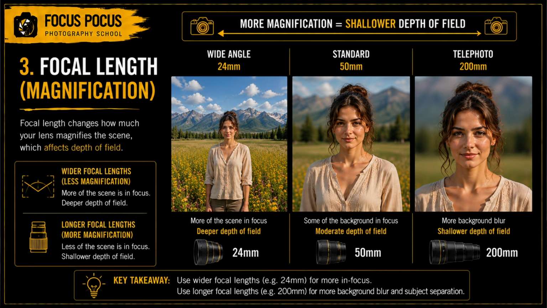And a third factor is magnification, which is influenced by your focal length and how tightly your subject fills the frame. Longer focal lengths often produce blurrier backgrounds. But much of this effect comes from the increased magnification rather than the focal length itself, and we're going to explore that in more detail in a later video.